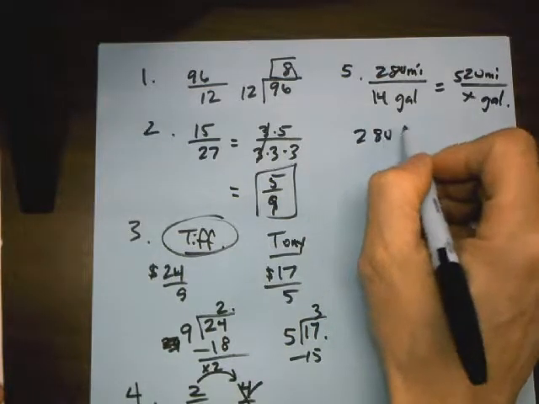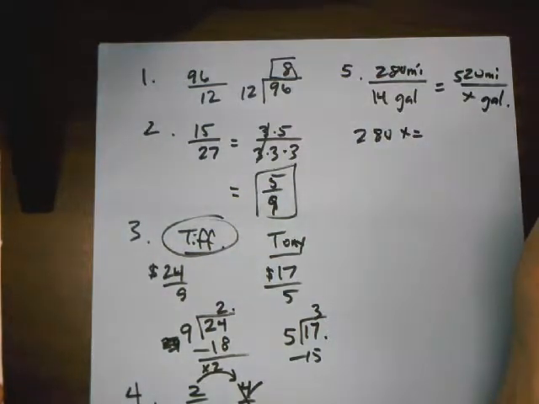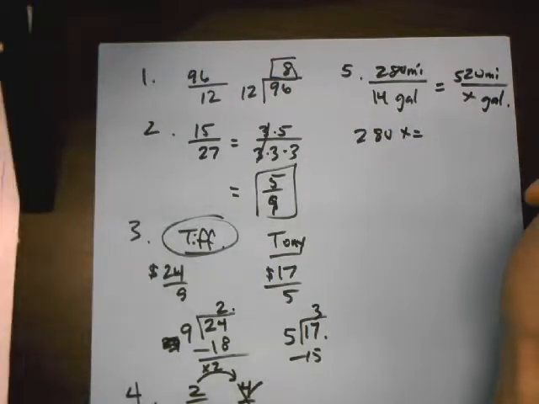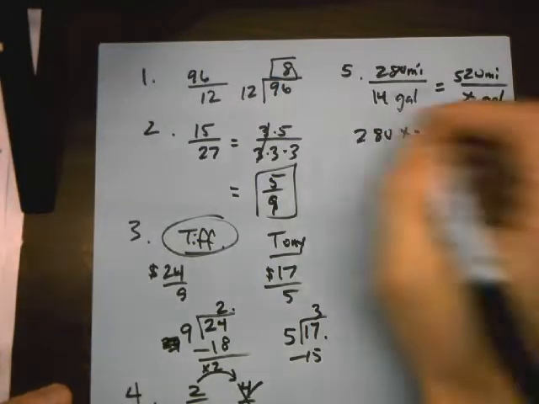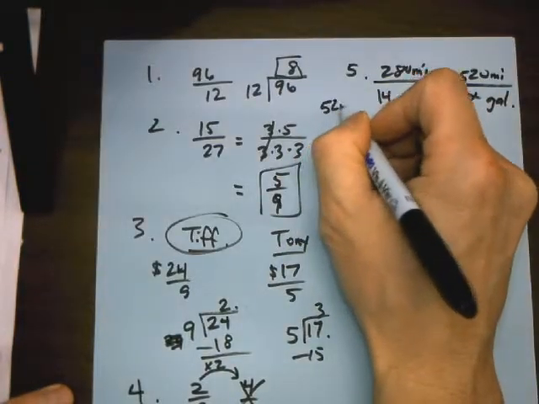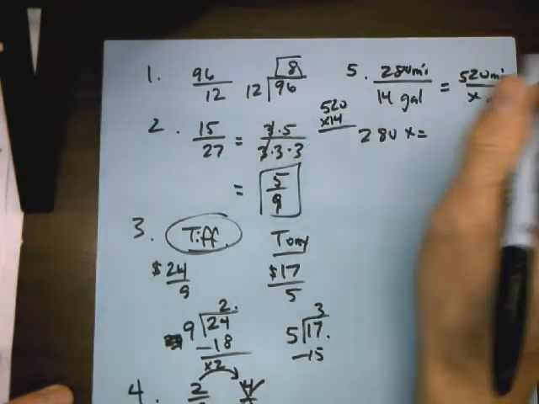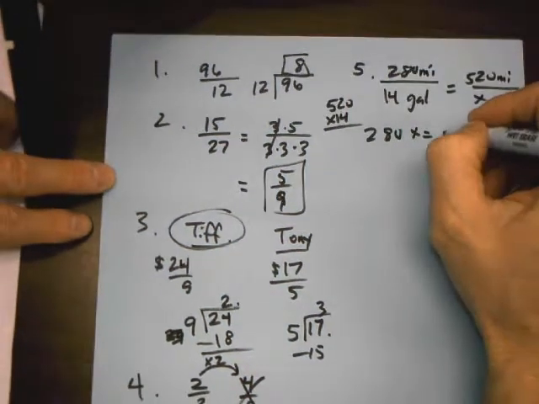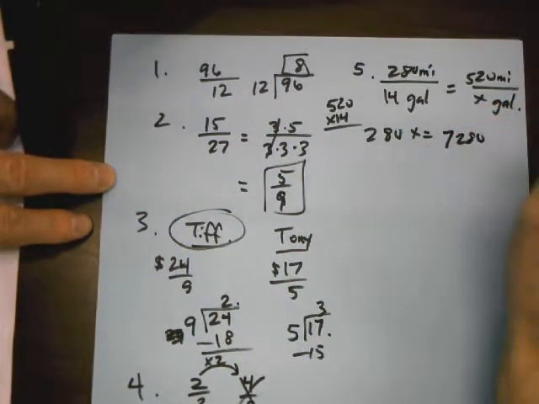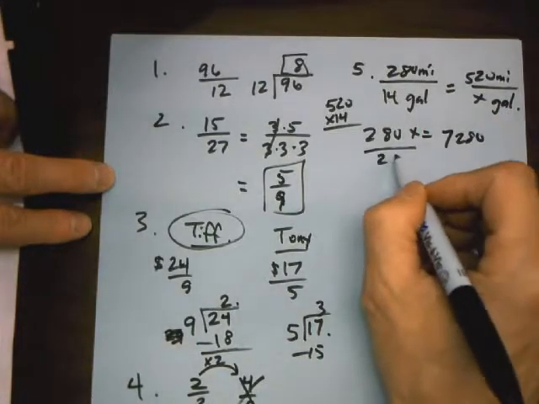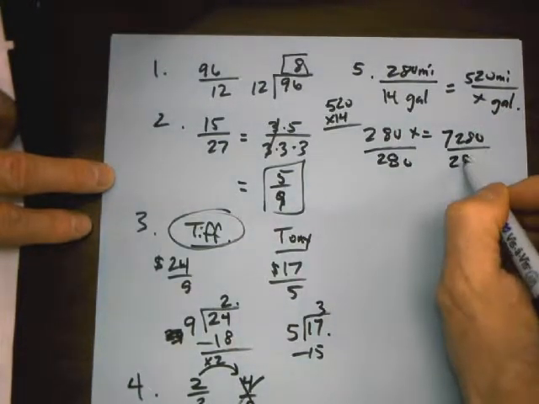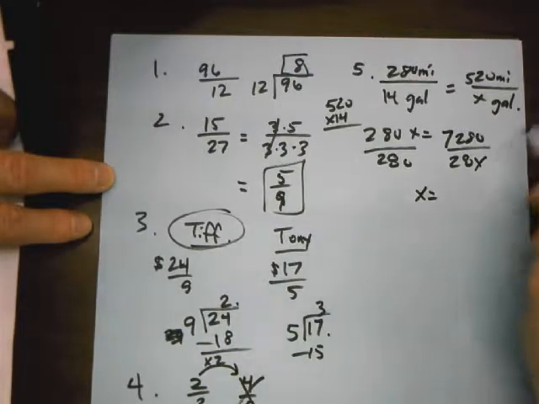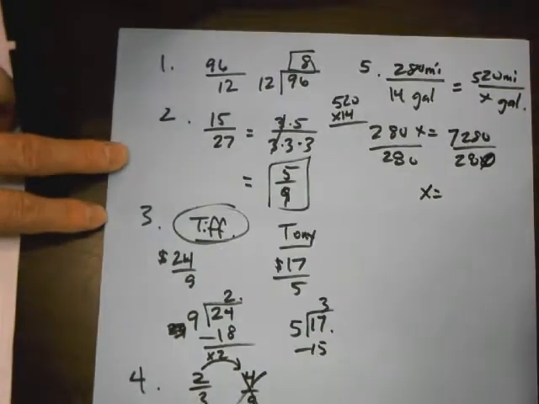Cross multiply. 280 times x is 280x. 520 times 14 is, sorry about that interruption there. 520 times 14. When you multiply those two, you should line these up better than I did. But we will get 7,280. I divide both sides by the coefficient, the number in front. And it should be 280 there.